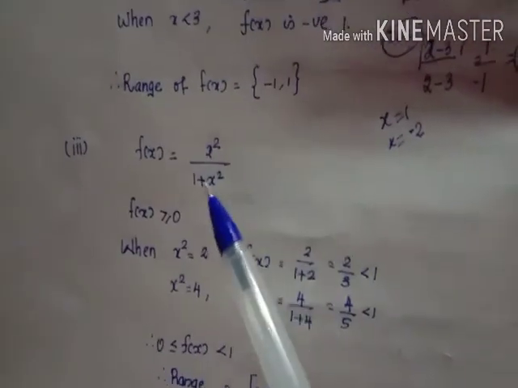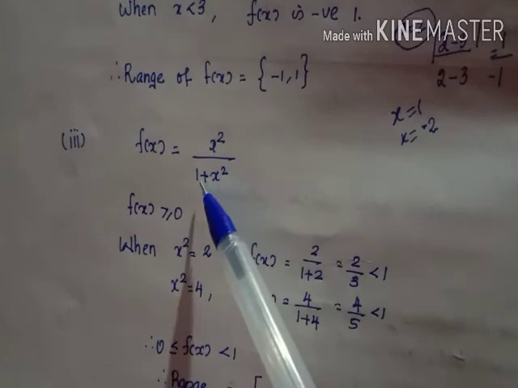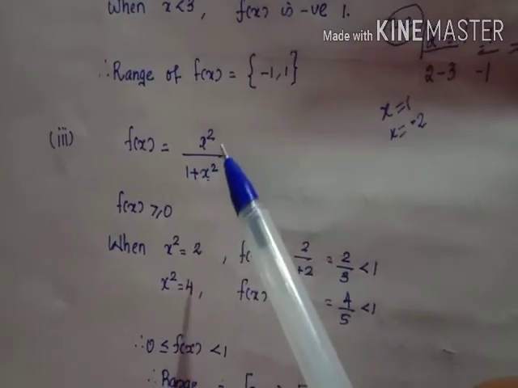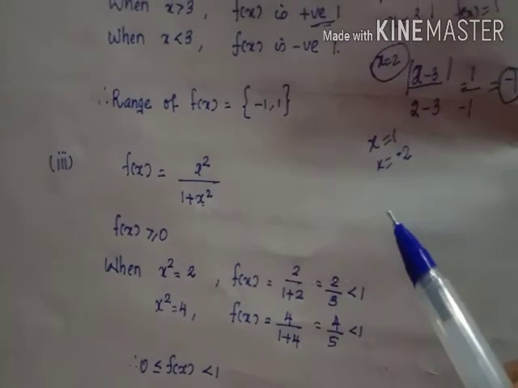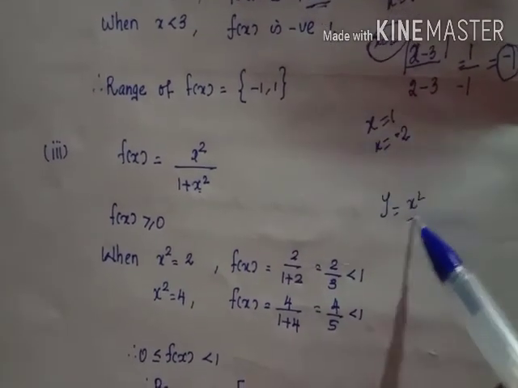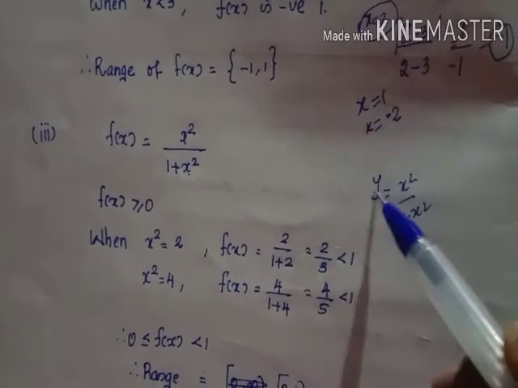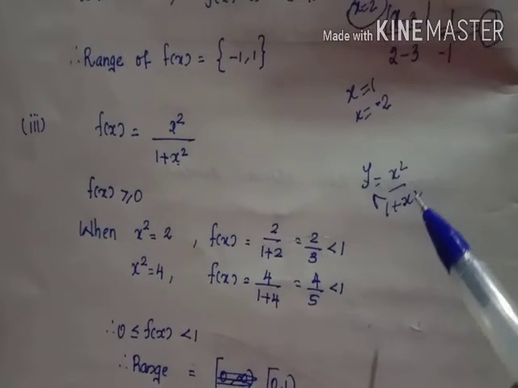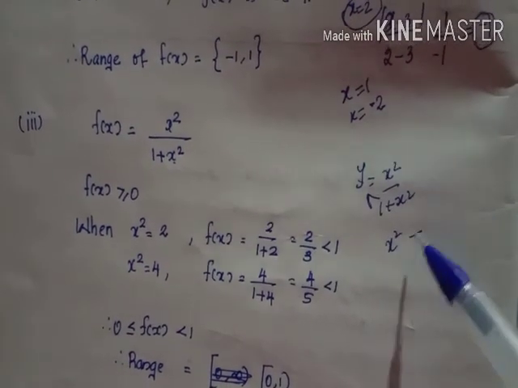Is that clear? Now see the third question. f of x equal to x square by 1 plus x square. We explained the same problem in another method. That is, let us take y equal to x square by 1 plus x square, and we cross multiplied y and 1 plus x square and converted the given expression in terms of x square.